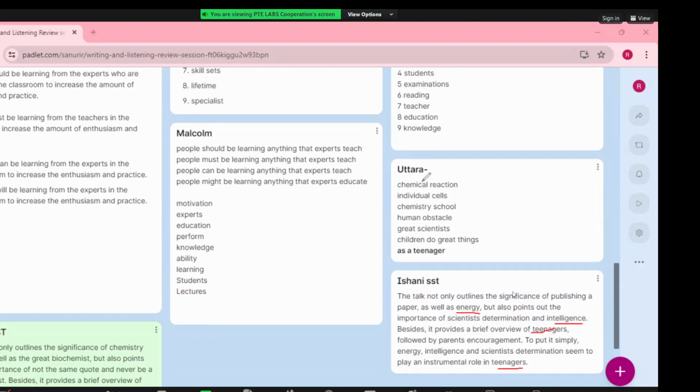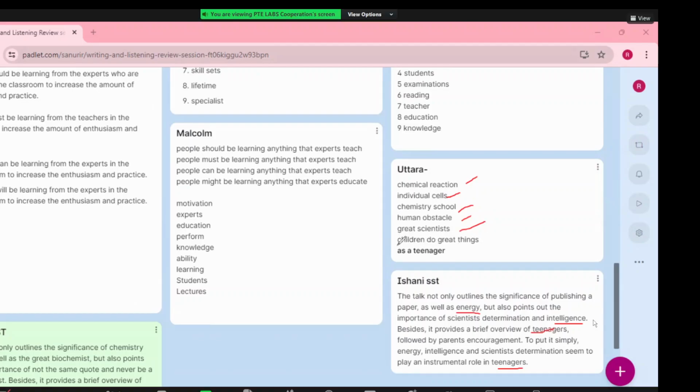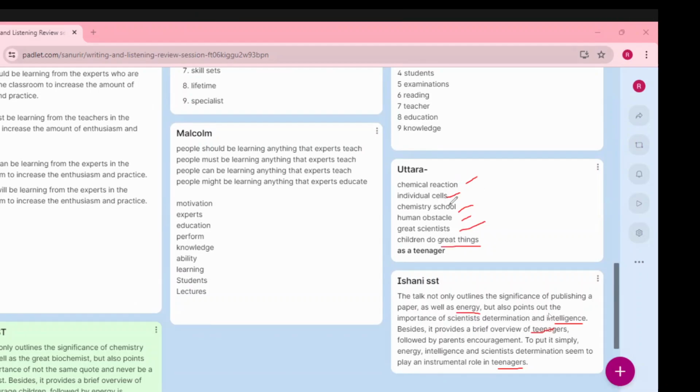And when it comes to Uttara's one, chemical reaction, correct. Individual cells, correct. Chemistry school, correct. Human obstacles, correct. Great scientist, correct. But then we can't take this one. Children do great things. That's a clause, no? Let's take great things. Okay. So then we have 1, 2, 3, 4, 5, 6.